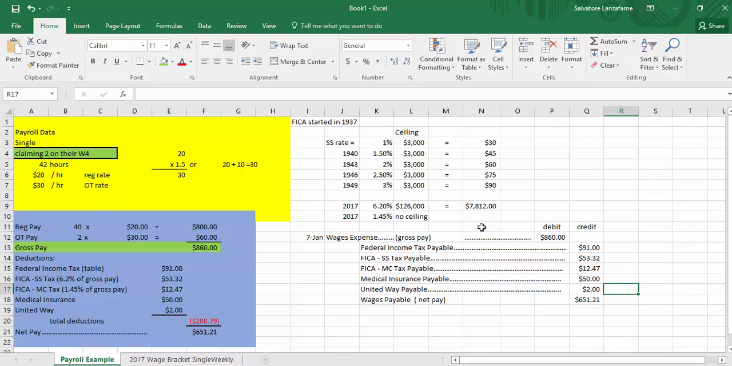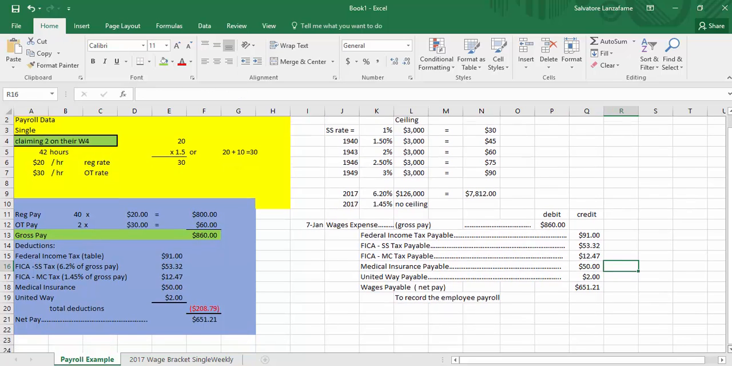Okay, so this is what our journal entry looks like. The employer will actually do this journal entry on behalf of the employee. So this would be to record the employee payroll. So that's the entry that would happen.